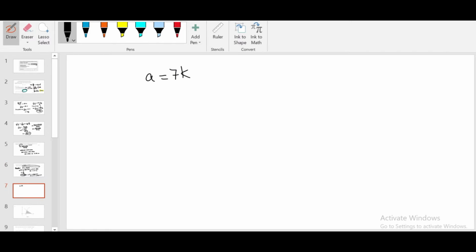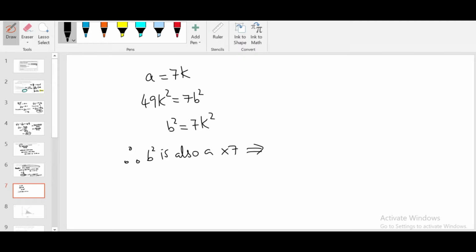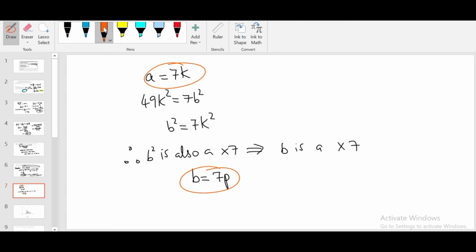So A square becomes 49k square is 7b square. Cancel 7, divide both sides by 7. I will get B square is 7k square. Therefore, B square is also a multiple of 7. That implies B is a multiple of 7. So can I write b is equal to 7p? So what we are trying to do here, we have written a as 7k, b as 7p.